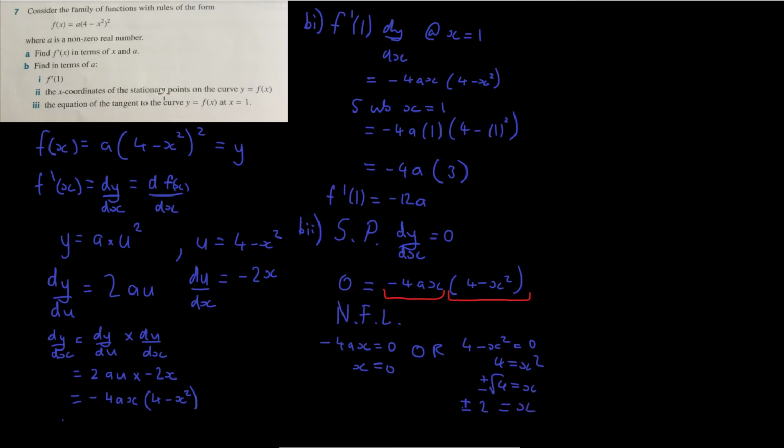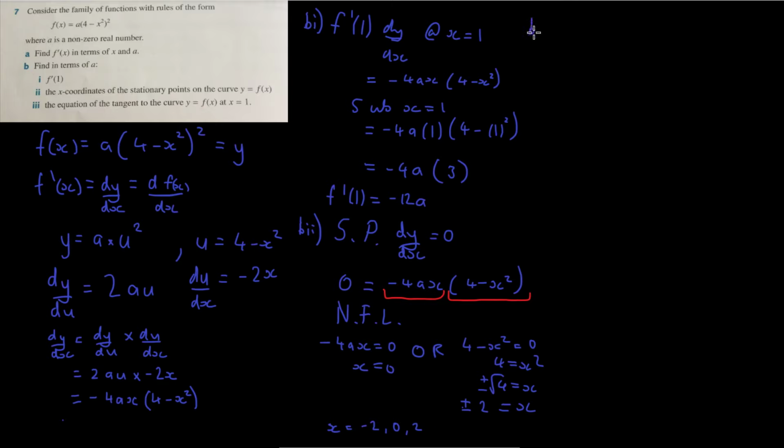So the x-coordinates of the stationary points. The stationary points, when you see that, it just means the derivative is 0. So we sub that in, and then we solved for x. That's it. We're done. Well, we could list this a little bit nicer. We could say that x is equal to negative 2, 0, or 2. Those are the x values, the x coordinates of the stationary points.